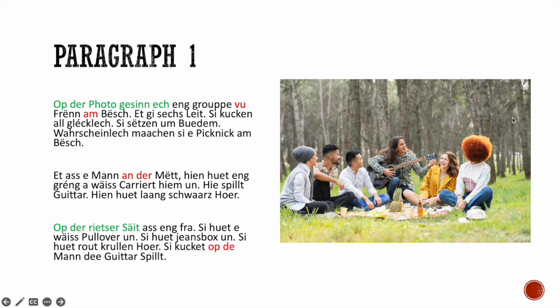Then we can talk about this girl on the right side. Op the rechte side, on the right side, as een vrouw. There is a girl. Sie hoort a weiß pullover on. She is wearing a white sweater. Sie hoort jeansbox on. She is wearing jeans. Sie hoort rood krullen haar. She has red curly hair. Sie guckt op the man these guitar speelt. She is looking at the man who is playing guitar.